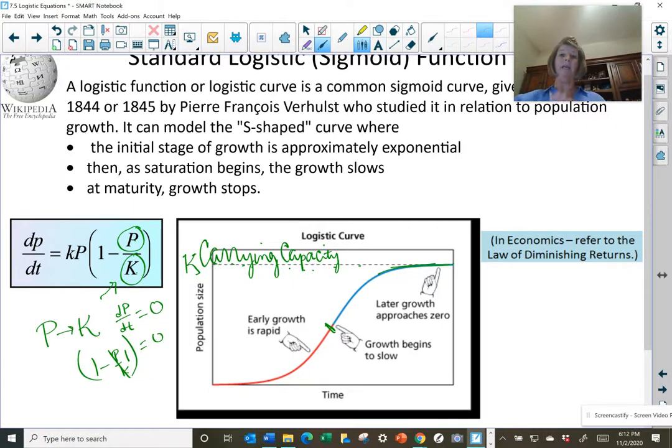So as our population starts heading towards carrying capacity, the population growth is going to become quite small, right? Because this factor inside the parentheses is getting smaller and smaller, because I'm taking 1 minus 0.9, 1 minus 0.95, 1 minus 0.99. That number is going very, very small.